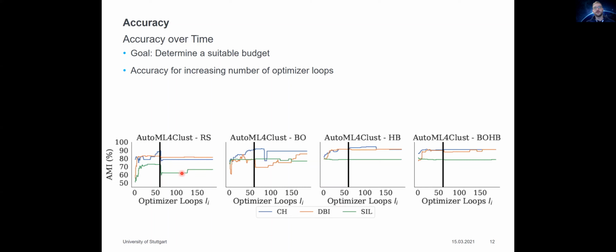Here we show the results for the different AutoML4Clust instantiations, so for the different optimizers and for the different metrics. We see that at the black vertical line, which is around 60 optimizer loops, the accuracy does not increase significantly. And hence we use this for the following accuracy comparison. Moreover, we observe in general that very accurate results over 90% are possible, and that the Calinski-Harabasz metric, which is the blue line, tends to achieve the best results, while the Silhouette, which is the green line, achieves the worst results. Because of this, we do not include the Silhouette in the following accuracy comparison.